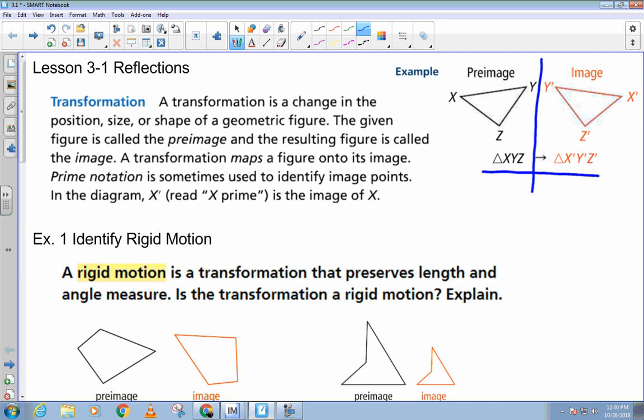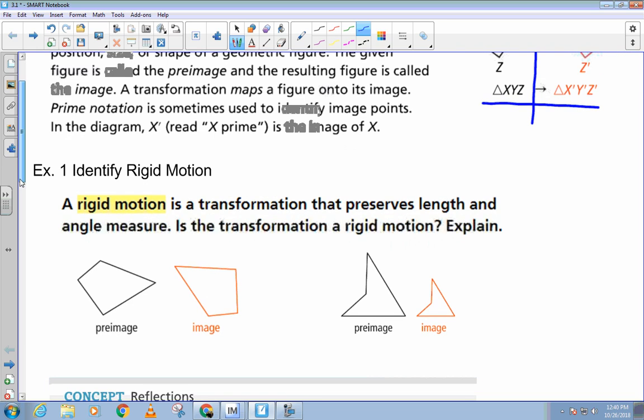Now, a special type of transformation is one that's said to be a rigid motion. Rigid motion is when a transformation preserves the length and the angle measure of the figure. So looking at these, the first one, is this a rigid motion? Now it can be reflected, it can be rotated, it can be slid. This one to me looks like it was totally rotated, but the size and the shape don't change. They're indistinguishable, really. You could match one up on the other, and so that would be rigid motion.